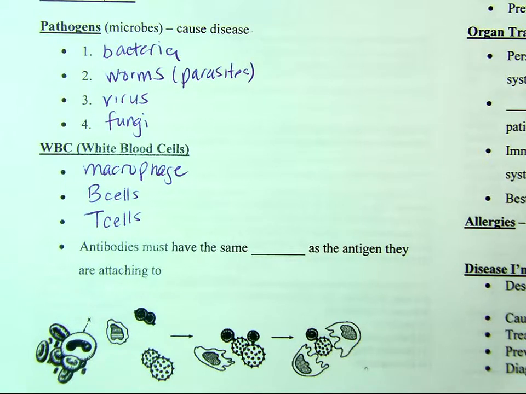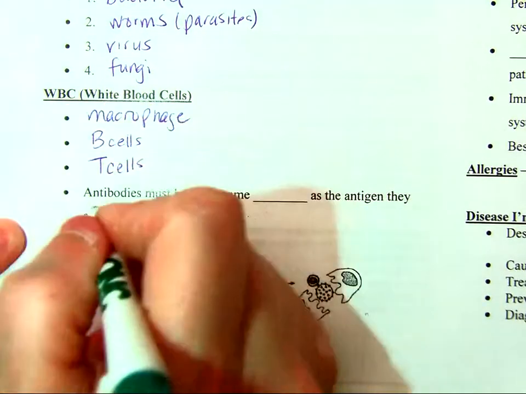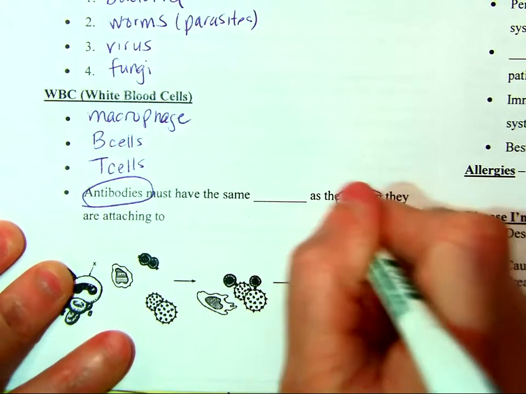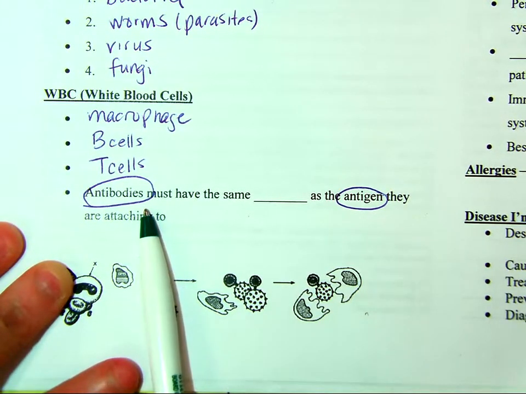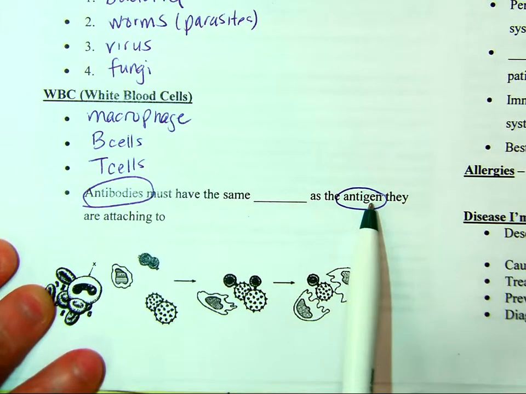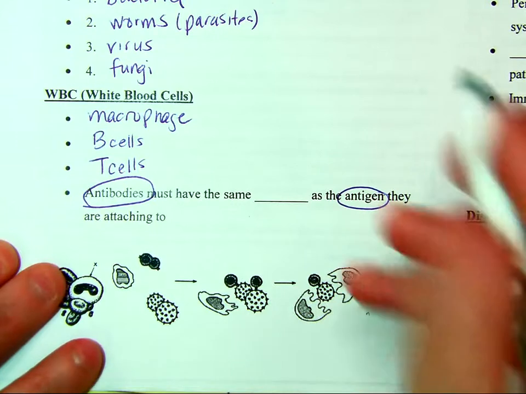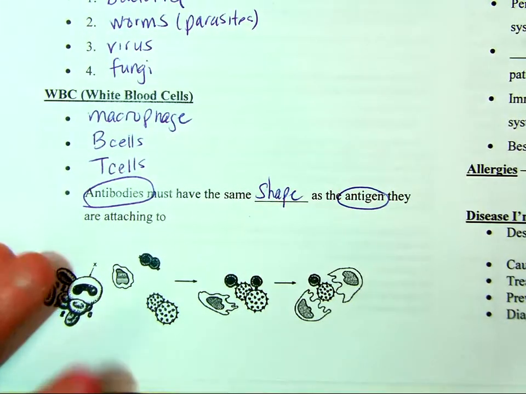One person had to put on an antibody that said, okay, you're marked for destruction, and then somebody would come in and destroy you. So the key terms here that you might see and might get confused are antigens and antibodies. Okay, antibodies have to basically fit an antigen. So they must have the same shape as the antigen that they're attaching to.